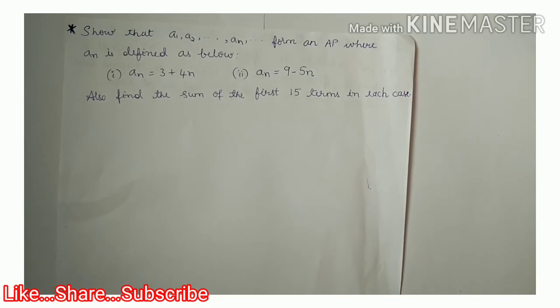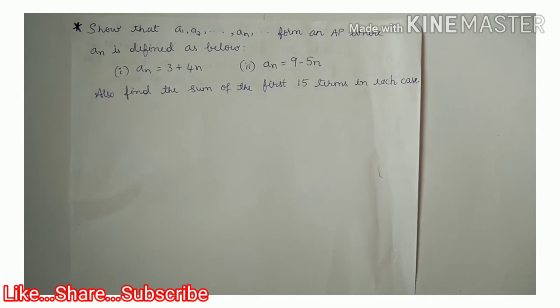Let us continue with the AP. Show that a1, a2, ..., an form an AP where an is defined as below. First problem, an is equal to 3 plus 4n. Second one, an is equal to 9 minus 5n. Also find the sum of the first 15 terms in each case. Important question, let us solve.